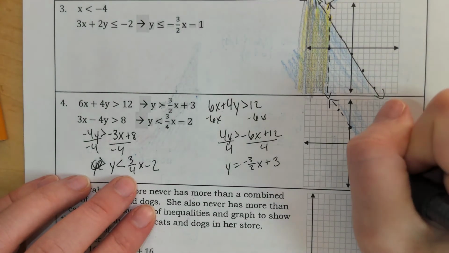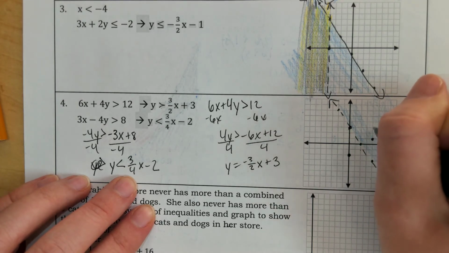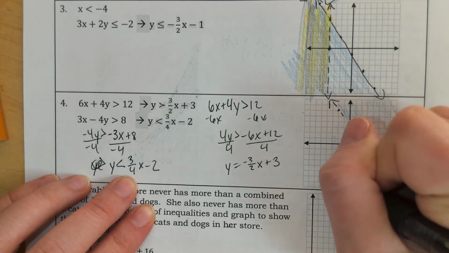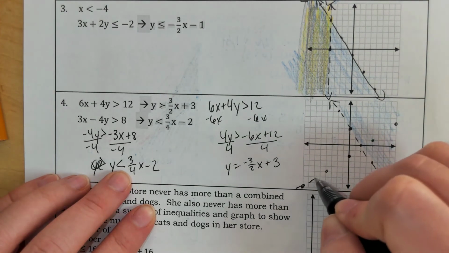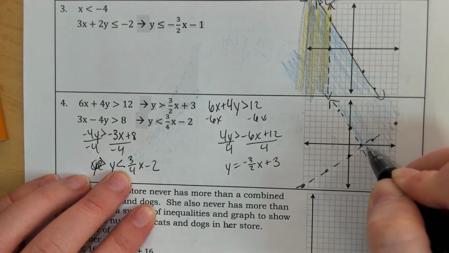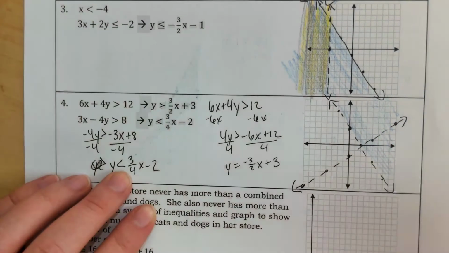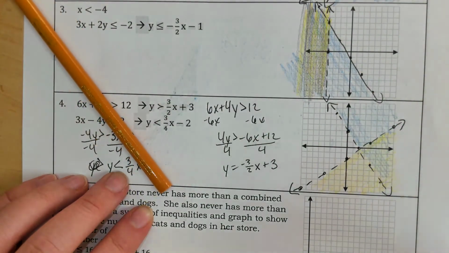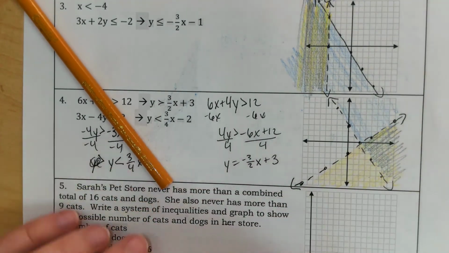So I'm going to have 0, negative 2 here. I'm going to go up 3, and over 1, 2, 3, 4. Up 3, over 1, 2, 3, 4. Down. Okay, and it's also a dotted line because there is no equal to symbol. And it's shaded below that, so I'm going to use another color to represent down below that. And so our doubly shaded area is here, continuing on forever. None of the points on either line are going to be included in the solution.